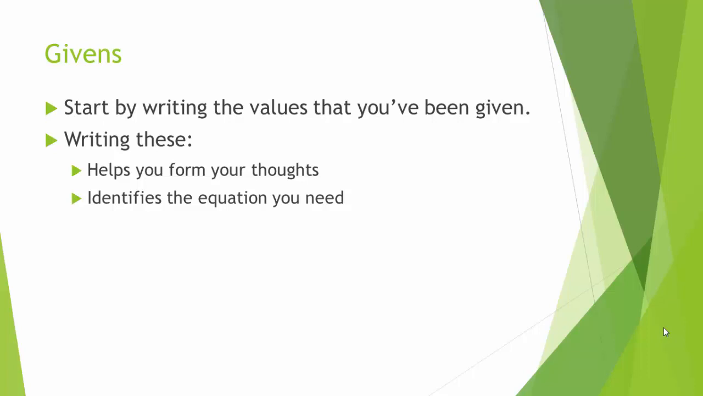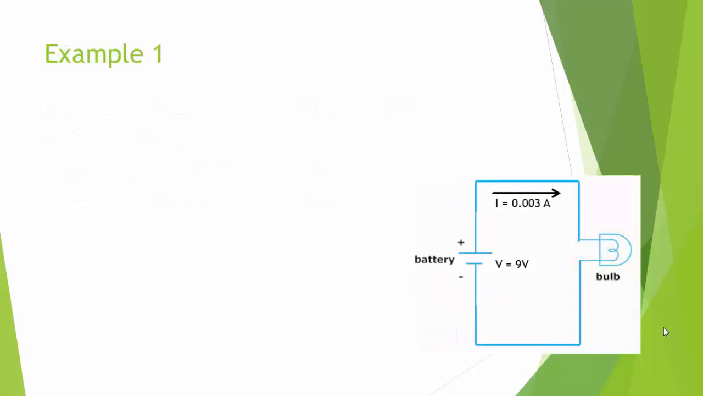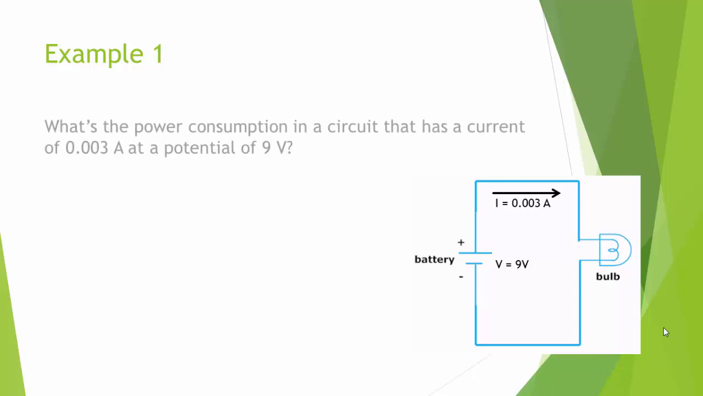Writing these down may seem like a waste of time. It's not. It helps you form your thoughts, and it helps you identify the equation that you're going to use to do your calculation. So we're going to use this circuit example on the right-hand side as our illustration of the GUESS process. So our question associated with this circuit might be, what's the power consumption in a circuit that has a current of 0.003 amps at a potential of 9 volts?